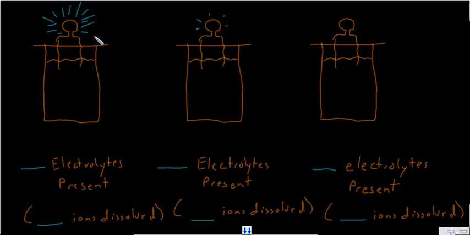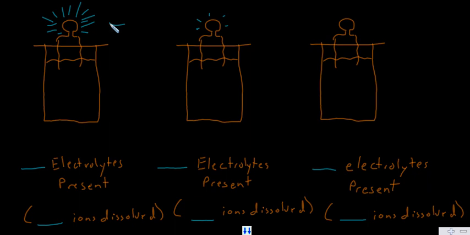So if you hook up a battery and a light bulb into an aqueous solution, sometimes that light bulb will burn brightly. Sometimes it will burn only a little bit, and sometimes it will give off no light at all. What is it in the aqueous solution that allows that light to shine, which allows electricity to flow?